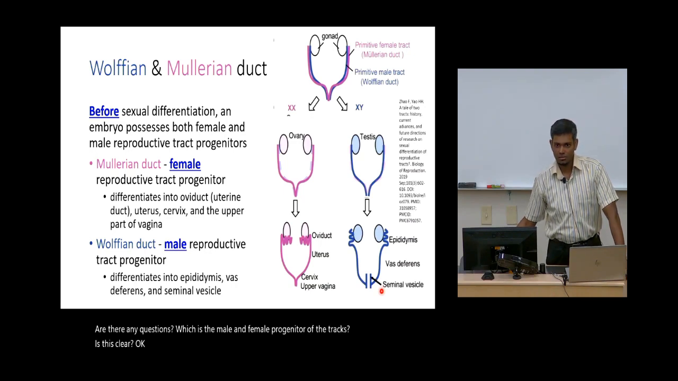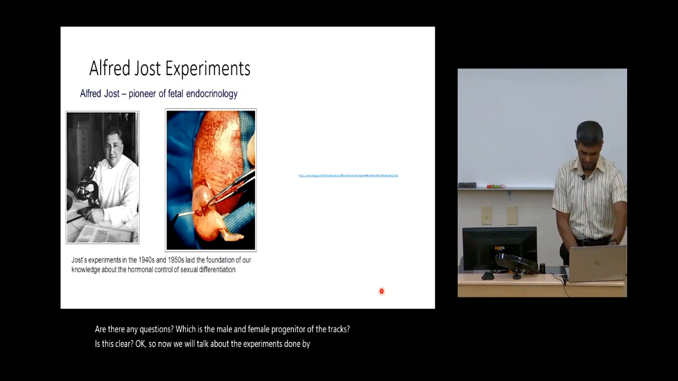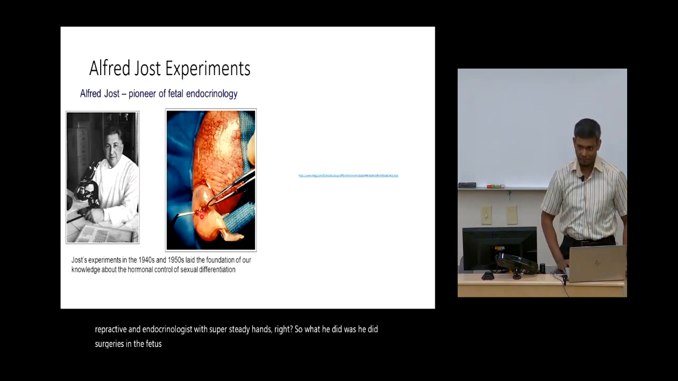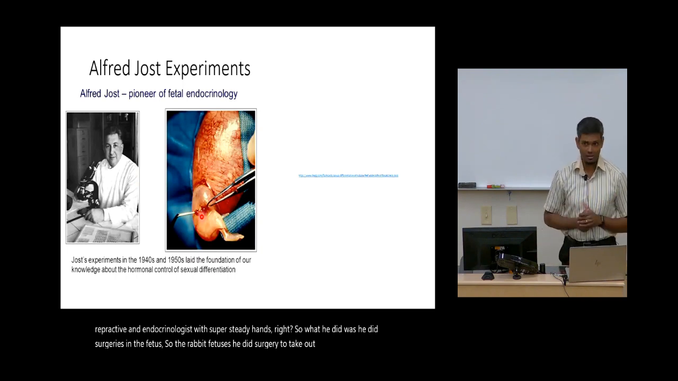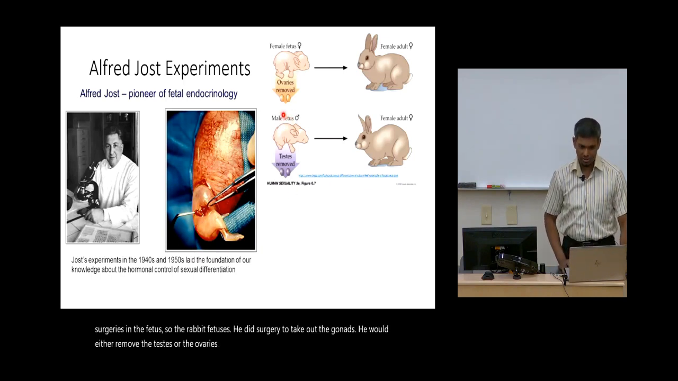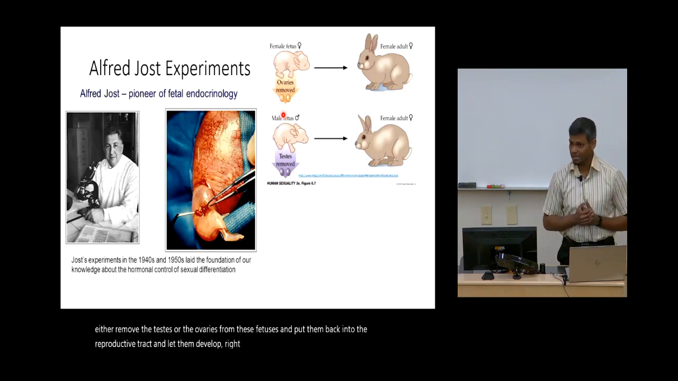Is this clear? Okay, so now we will talk about the experiments done by Alfred Jost. So he was a reproductive endocrinologist with super steady hands, right? So what he did was he did surgeries in the fetus. In rabbit fetuses, he did surgeries to take out the gonads. He would either remove the testes or the ovaries from these fetuses and put them back into the reproductive tract and let them develop, right?